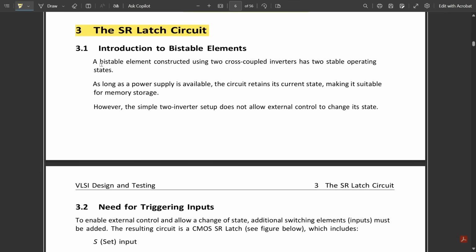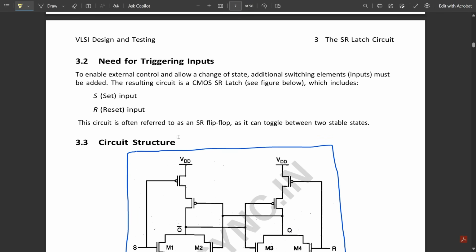So introduction: a bistable element constructed using two cross-coupled inverters has two stable operating states. As long as power supply is available, the circuit retains its current state, making it suitable for memory storage. However, the simple two inverter setup does not allow external control to change its state. So we have compared this inverter setup in the previous video. Bistable connections we have seen, but it is simple. But here in this case, we need additional transistors to be applied. So that's why we are using the SR latch in the CMOS implementation.